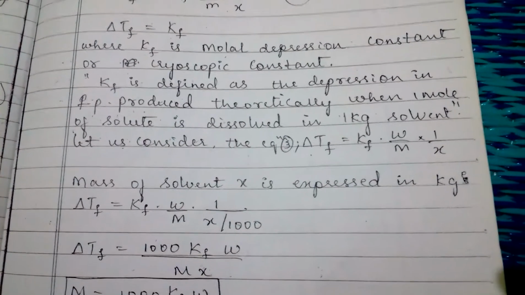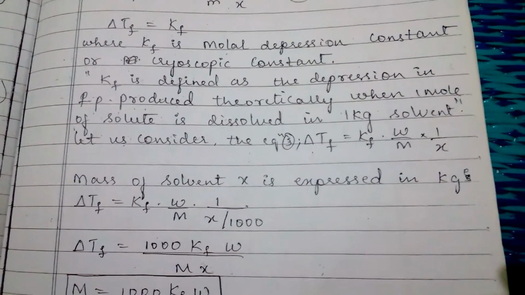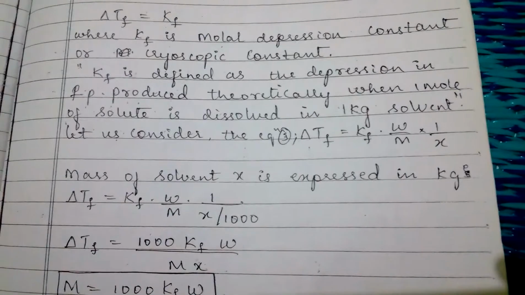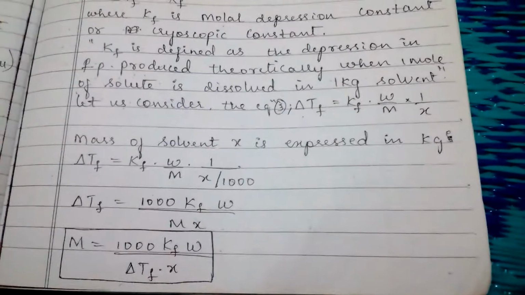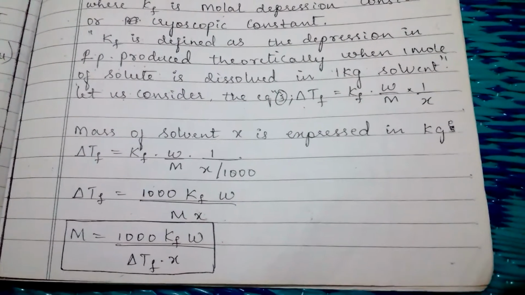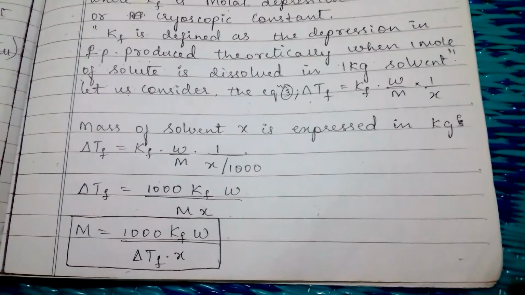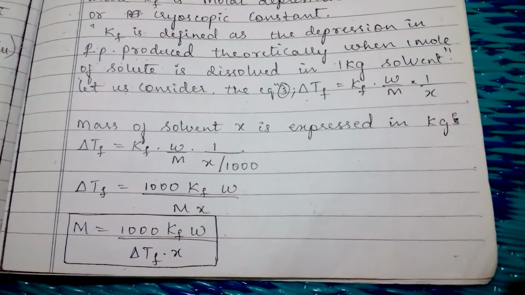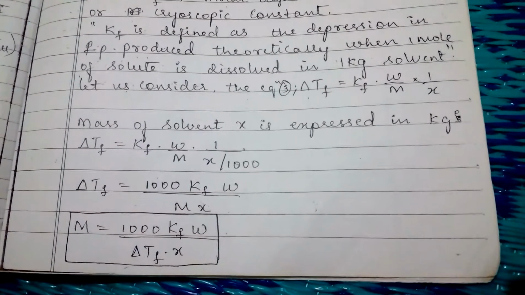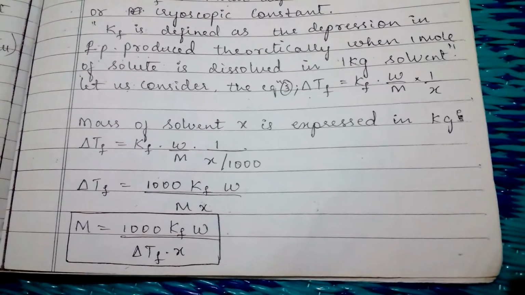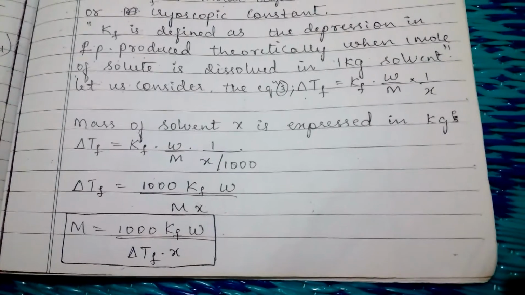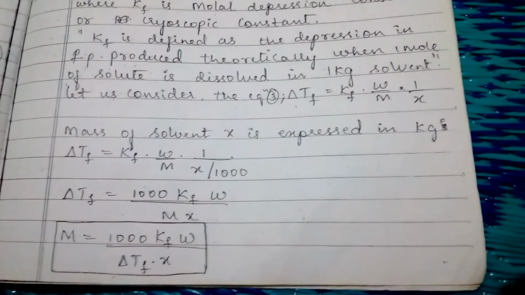Let us consider equation 3. Delta Tf is equal to Kf W by M into 1 by X. Mass of solvent X is expressed in kg. Delta Tf is equal to Kf W by M into 1 by (X by 1000). Delta Tf is equal to 1000 Kf W by M into X. Therefore, M is equal to 1000 Kf W by delta Tf into X.